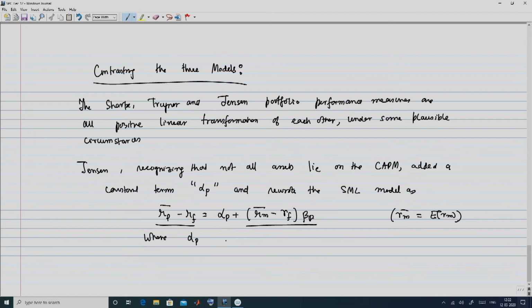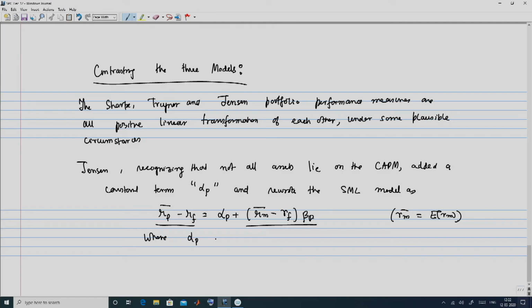So, alpha p is an additional term that has shown up, which has disturbed the equilibrium as given by the CAPM. So, accordingly I can make the statement that alpha p is indicative of the disequilibrium of the portfolio P. That means the extent to which the equilibrium as given by CAPM has been disturbed.